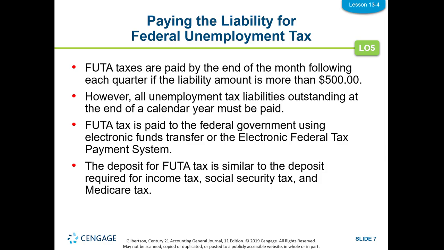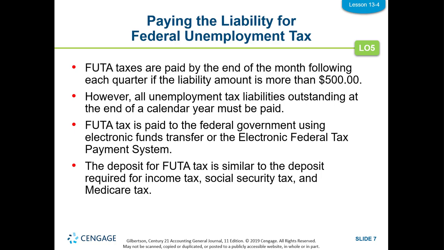FUTA, federal unemployment tax, is going to be paid by the end of the month following each quarter. So there are 4 quarters in the year, and by the end of the next month it has to be paid if the liability is more than $500. However, all employment tax liabilities outstanding at the end of the calendar year must be paid. FUTA tax is paid to the federal government using electronic funds transfer or the electronic federal tax payment system. The deposit for FUTA tax is similar to the deposit required for income, Social Security, and Medicare tax.